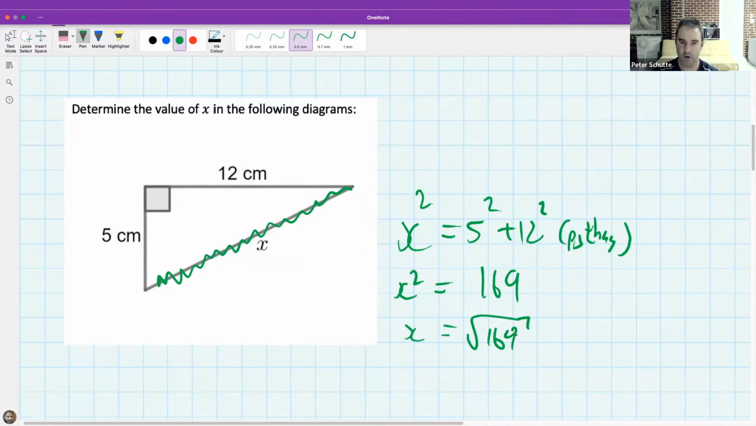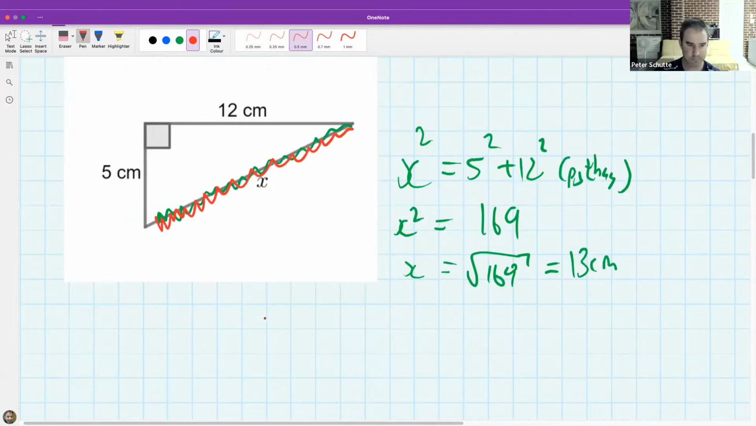So I see quite a few answers coming through. And you should indeed get 13 centimeters. Okay, now I want you to notice something. In this Pythagoras question, you were solving for the hypotenuse. However, sometimes they don't give you the two other sides. They give you different combinations. So let's just check that you can do Pythagoras in other combinations as well.